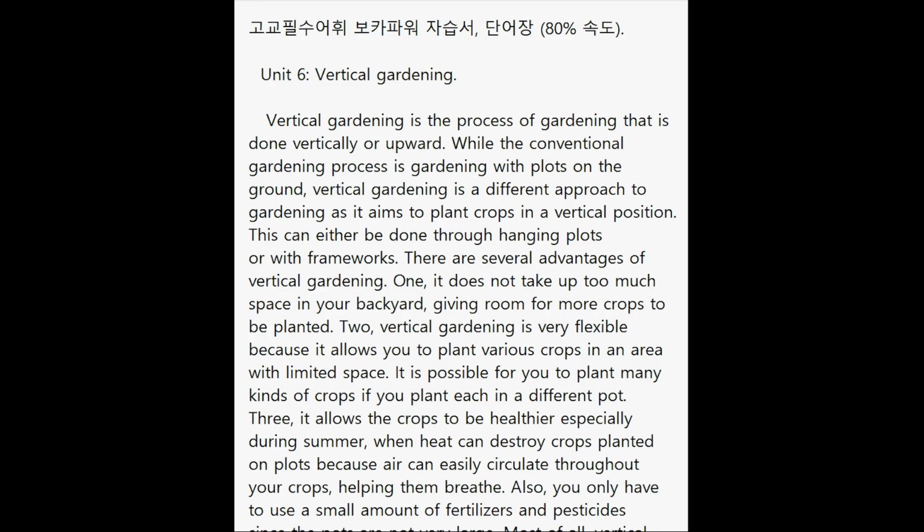This can either be done through hanging plots or with frameworks. There are several advantages of vertical gardening. 1. It does not take up too much space in your backyard, giving room for more crops to be planted.